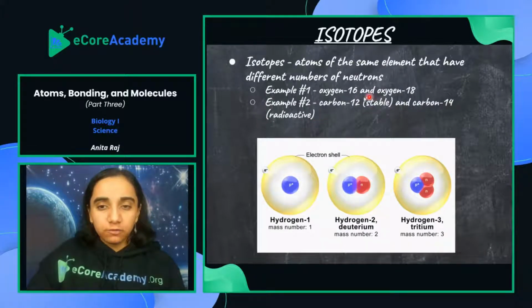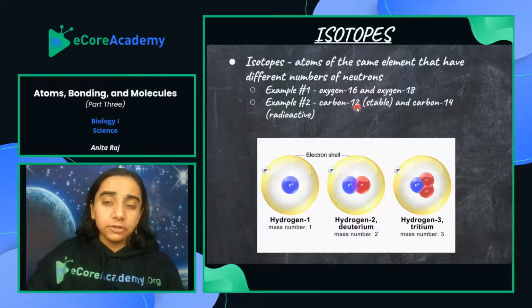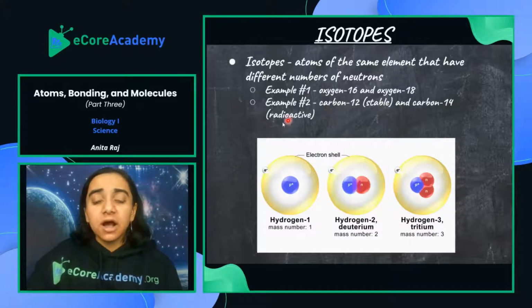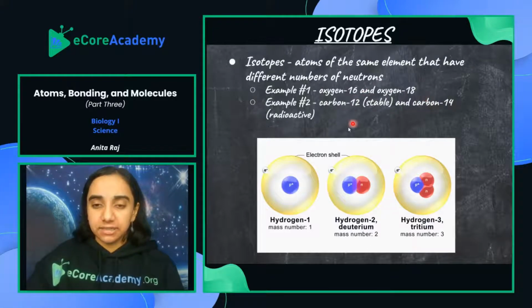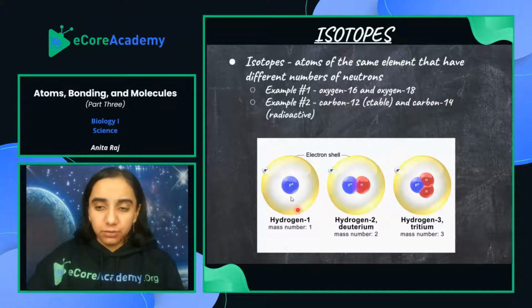Is carbon-12, which is stable. So carbon's atomic mass is 12, so it's stable. But then you have carbon-14, which is radioactive. So carbon-14 has 2 more neutrons than carbon-12. So if this is stable, if you add 2 more neutrons, you kind of make it unstable. So this is radioactive. So if we just want to think of it exactly how he did the oxygen 16, oxygen 18 example. And here's another example in a picture that might help those of you who are visual learners.